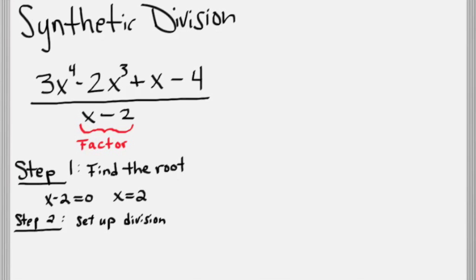The next part is to go ahead with my equation and set up our division problem. The things we're going to look at in order to do that is we're going to divide by 2, and we're going to set it up using the values we have for coefficients for all of my x's. So we have x to the fourth, which was positive 3, then negative 2, then positive 1, and then negative 4. All right, and so it looks like this.